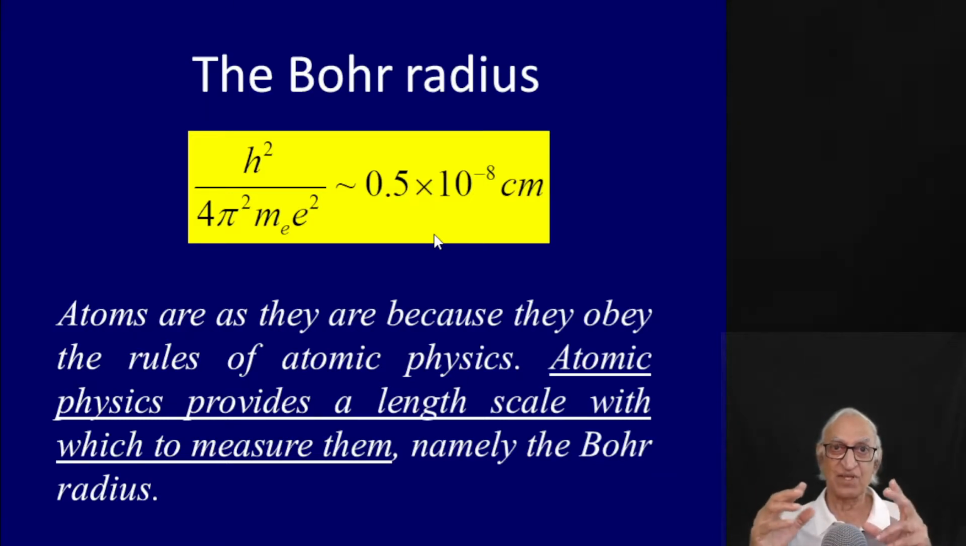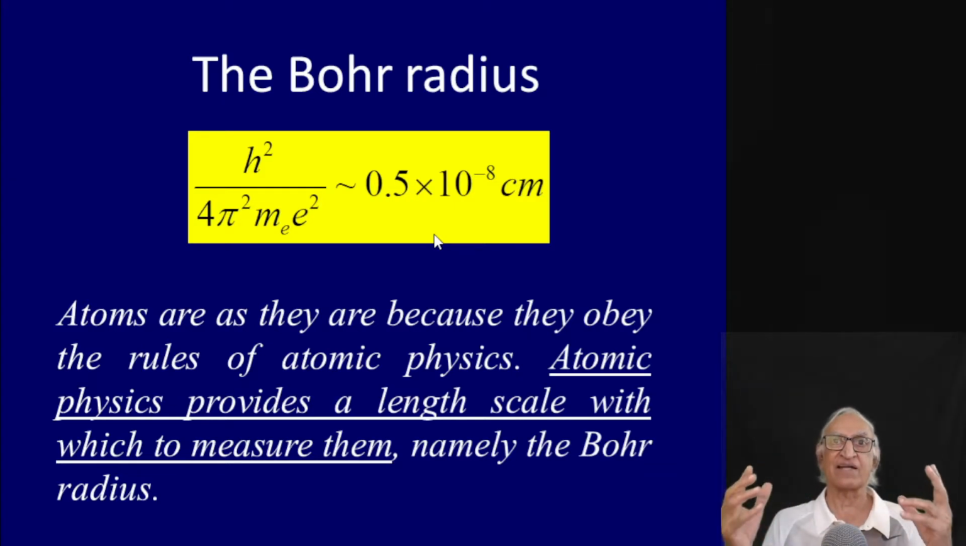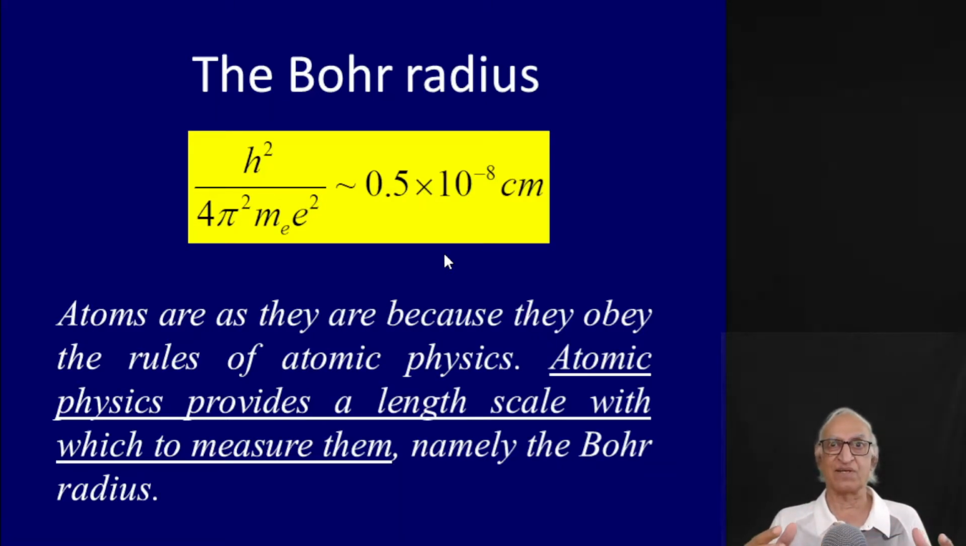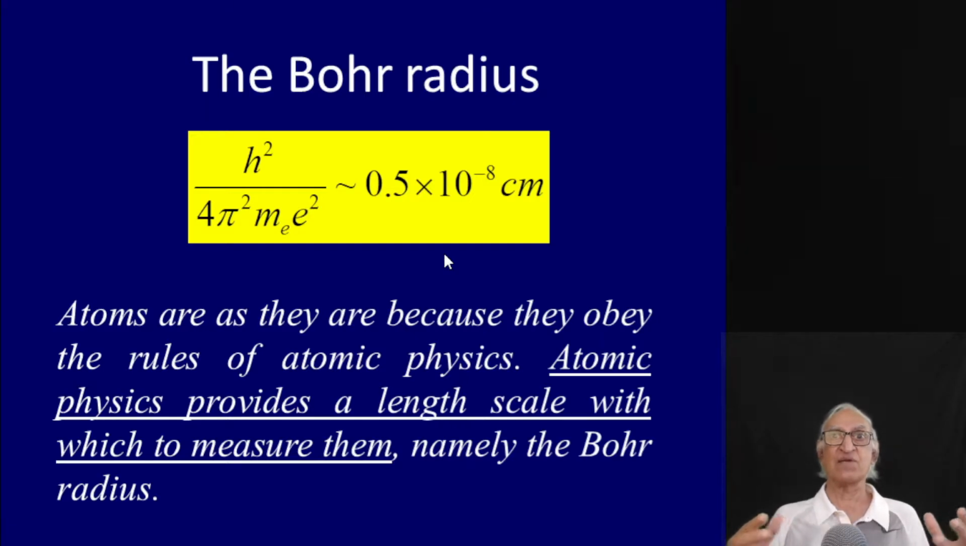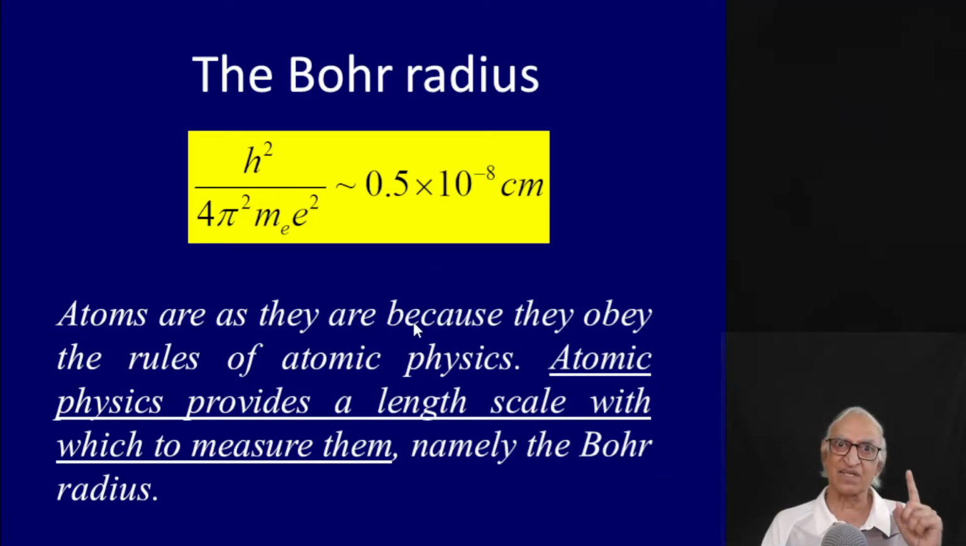This is why, if you go over the entire periodic table, the sizes of atoms are of the order of the Bohr radii. They may be 10 times the Bohr radius, they may be 50 times the Bohr radius, but you don't have an atom which is a million times the Bohr radius or a billion times the Bohr radius. You don't have atoms as big as a ball bearing or as big as a cricket ball. So atoms are as they are because atoms obey atomic physics, and atomic physics gives you a length scale with which to measure the sizes of atoms.